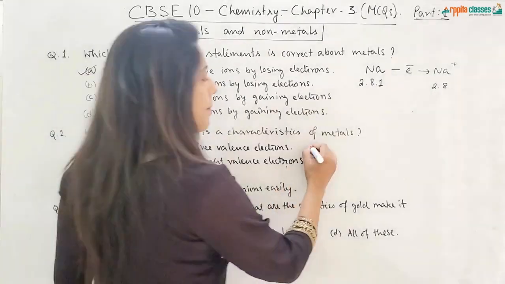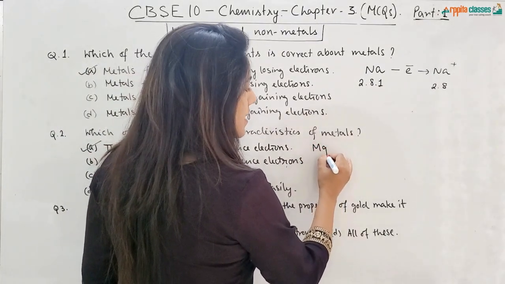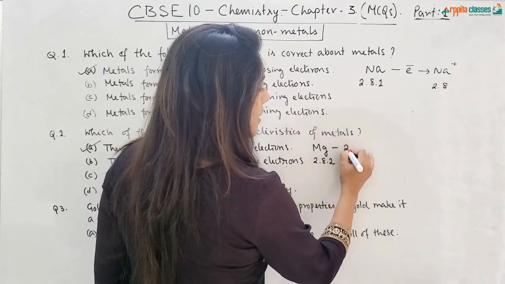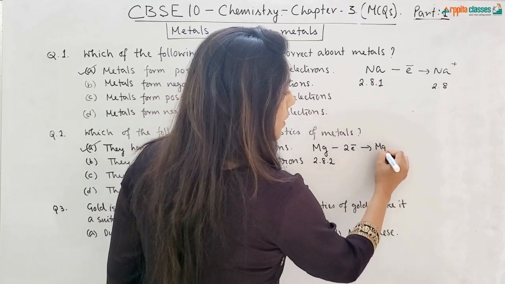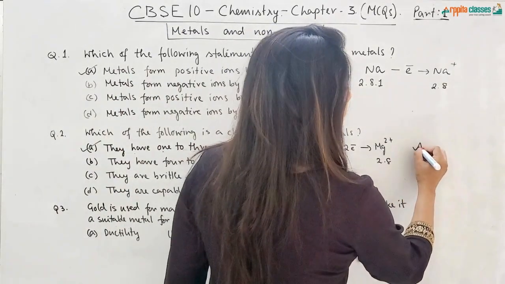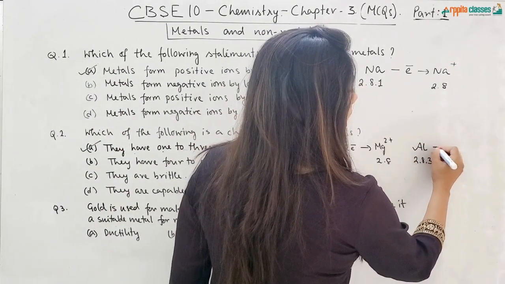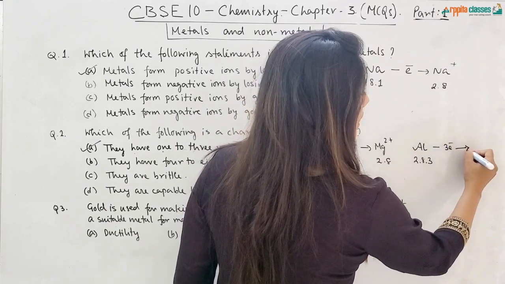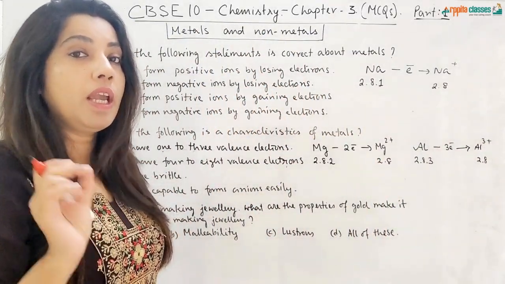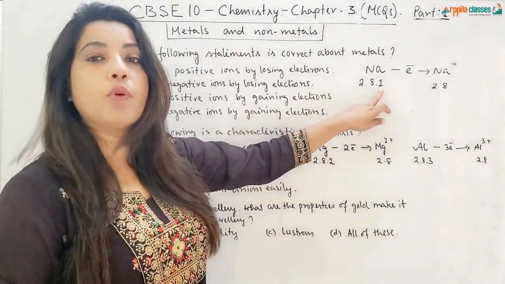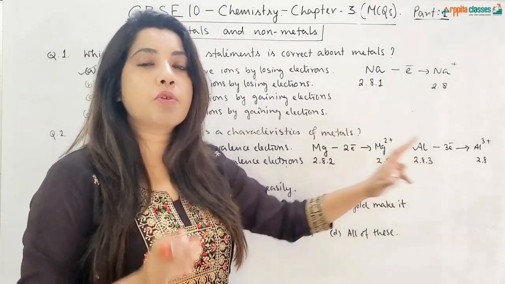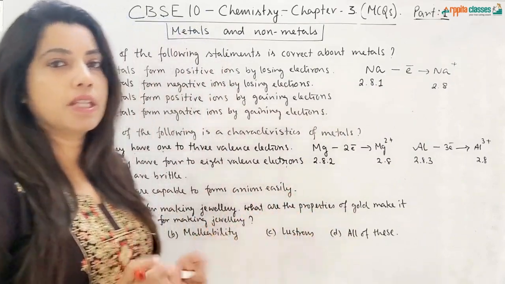Let us take an example. Sodium we just saw. Let us take the example of magnesium. The configuration is 2, 8, 2 and that's why magnesium loses 2 electrons to convert into Mg2+, that is 2, 8. Let us take another example, aluminium, whose configuration is 2, 8, 3 and aluminium loses 3 electrons to convert into Al3+. So metals have 1, 2, 3 electrons in their valence shell. 1 electron for sodium, 2 electrons for magnesium and 3 valence electrons for aluminium.